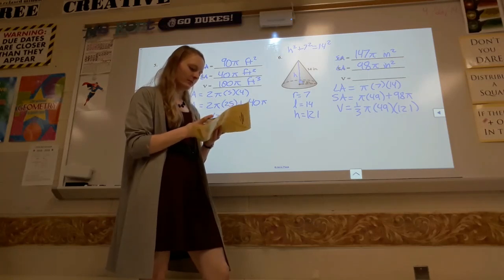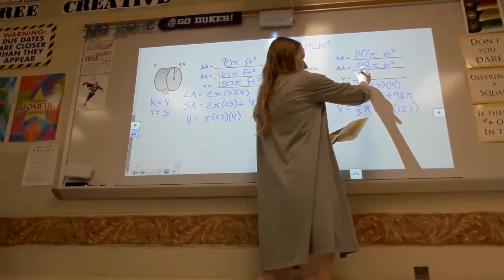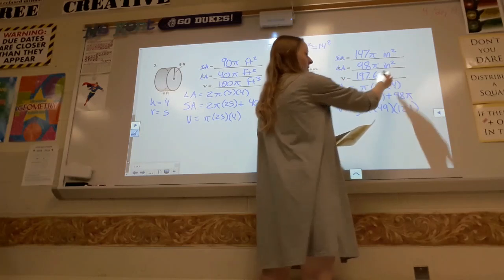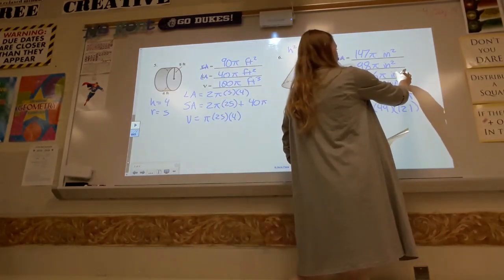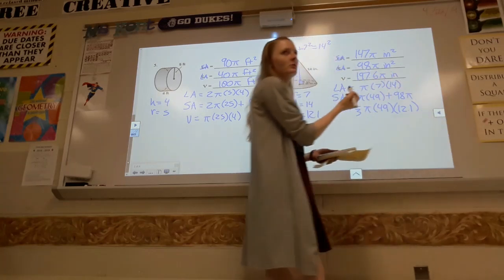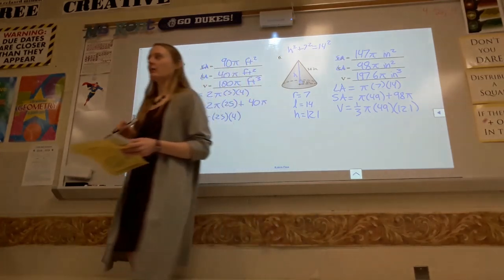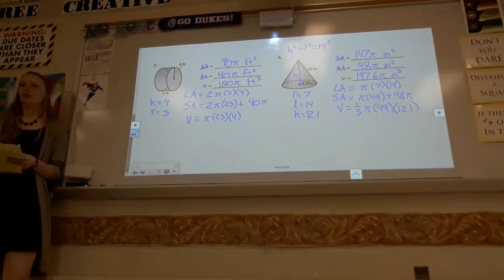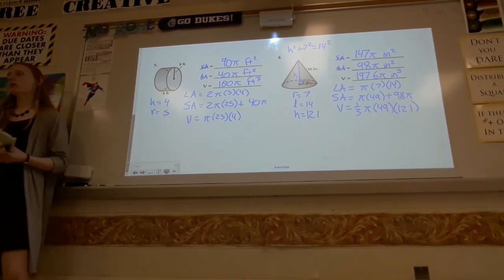Double check. Yep, so what is your volume? You should get 197.6 approximately. Inches, what's different about the volume units? Cubed. Make sure you're really mindful about that. Alright, any questions on the first page? Great.